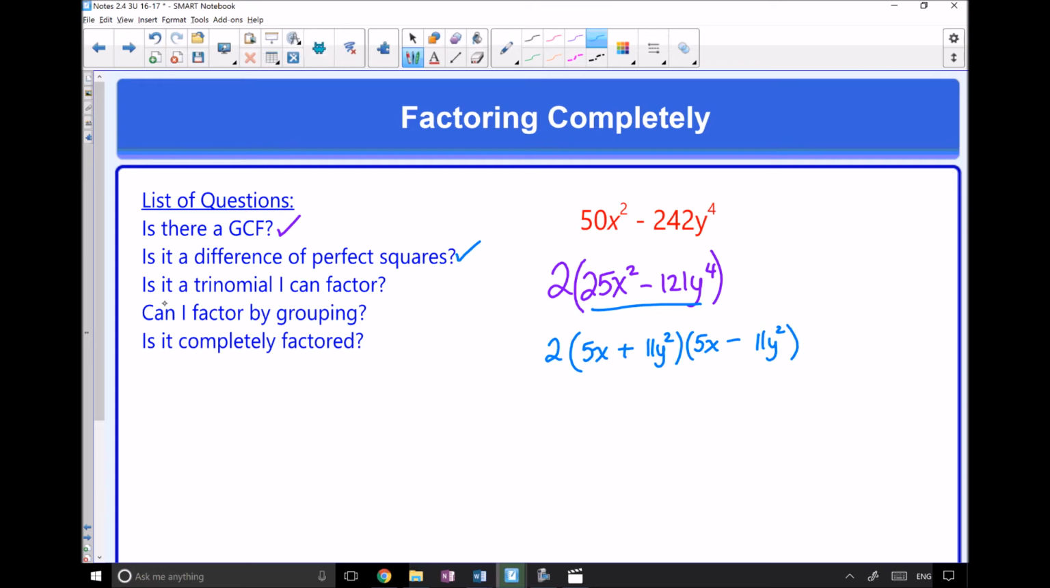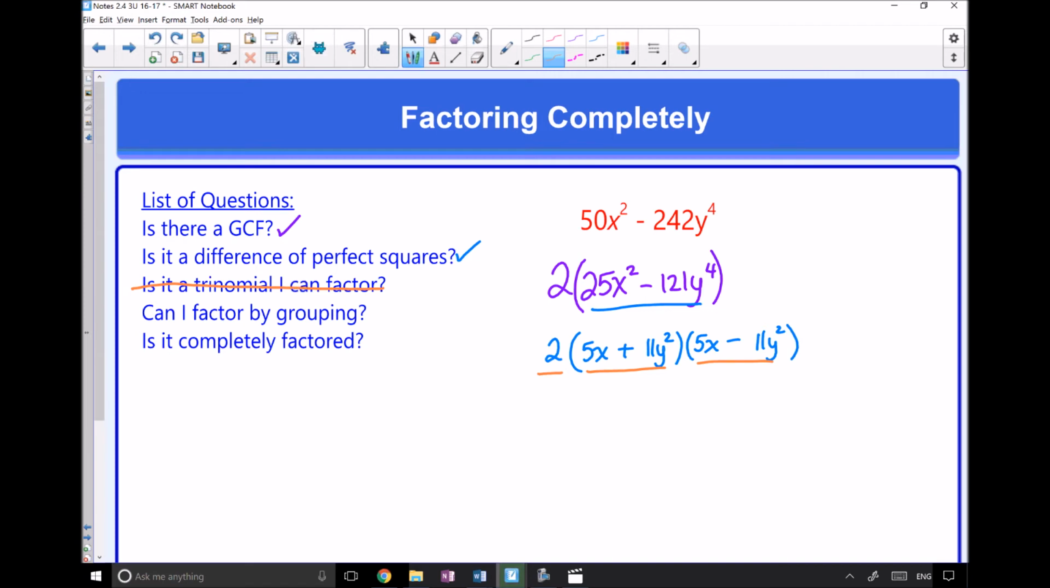Now I'm going to look and see, is it a trinomial I can factor? So right now, if you notice, I have 1, 2, 3 different terms. So I'm going to look at each term separately and see if it's a trinomial I can factor. Well, 2 by itself is not a trinomial. 5x plus 11y squared is not a trinomial, it's a binomial, and 5x minus 11y squared is also a binomial, so it's not a trinomial I can factor, so I'm done with this step for right now, okay?